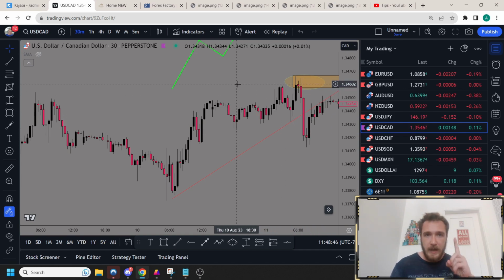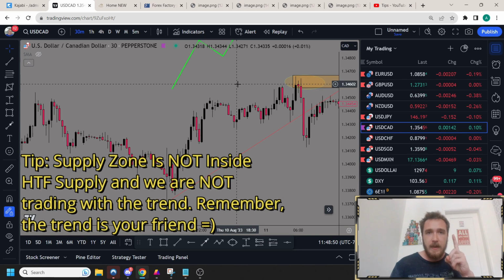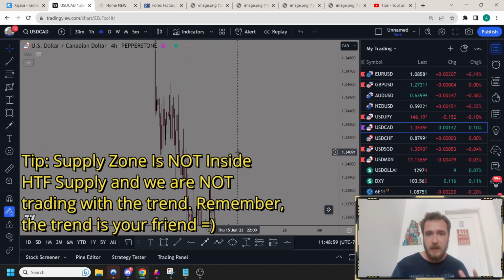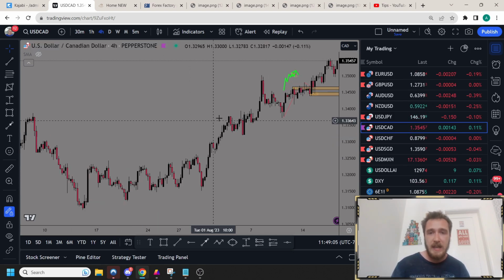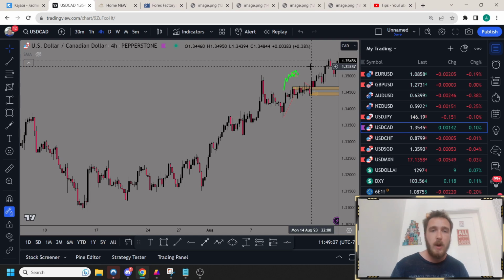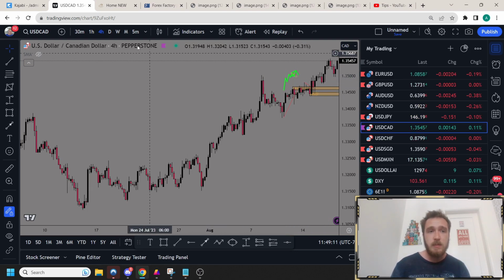Why? Number one, it's not located inside higher time frame zone, higher time frame supply, and number two, we're trading counter trend. Like the 4 hour time frame is like this. Why would we want to be shorting this thing if we're not inside a higher time frame supply zone? So we're in an uptrend. We want to be looking for buying opportunities. We don't want to be selling. Okay, so that's what we want to do.